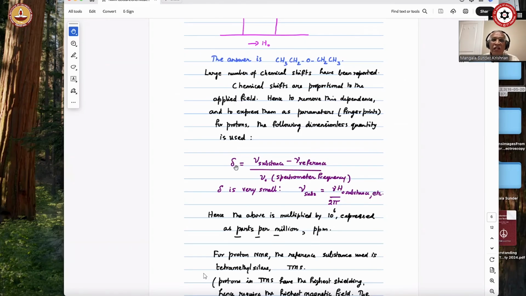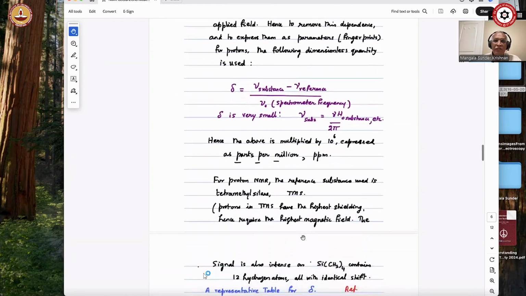Therefore, what you see as delta is a very, very small number, extremely small. You would have to report these numbers every time multiplying by 10 raised to minus 6, 10 raised to minus 7, 10 raised to minus 8, etc. You get rid of that by multiplying this by 10 to the 6th, and then we call it parts per million, because 10 to the 6 is 1 million. Therefore, the number per million is called the parts per million, and this is called the ppm.